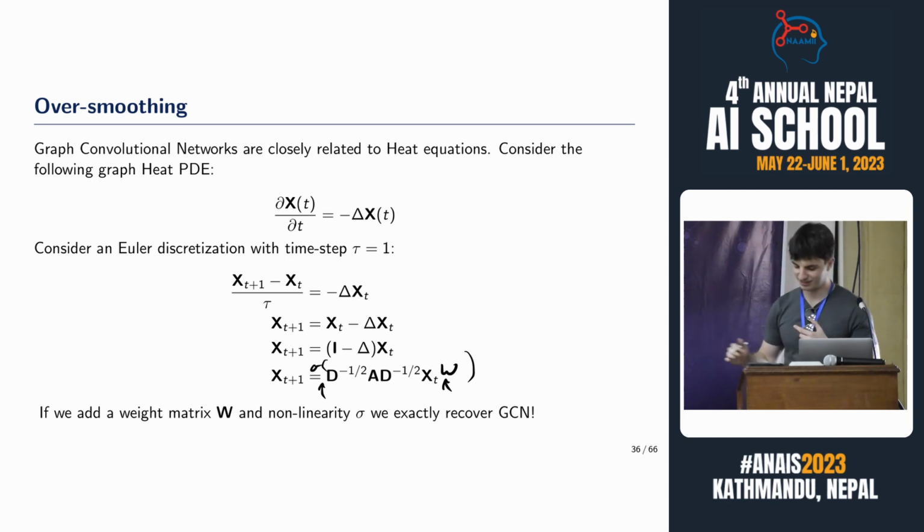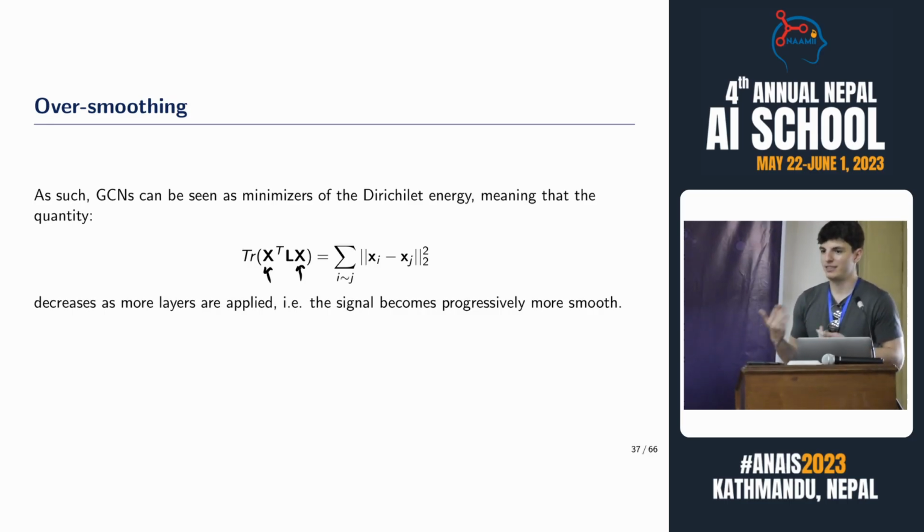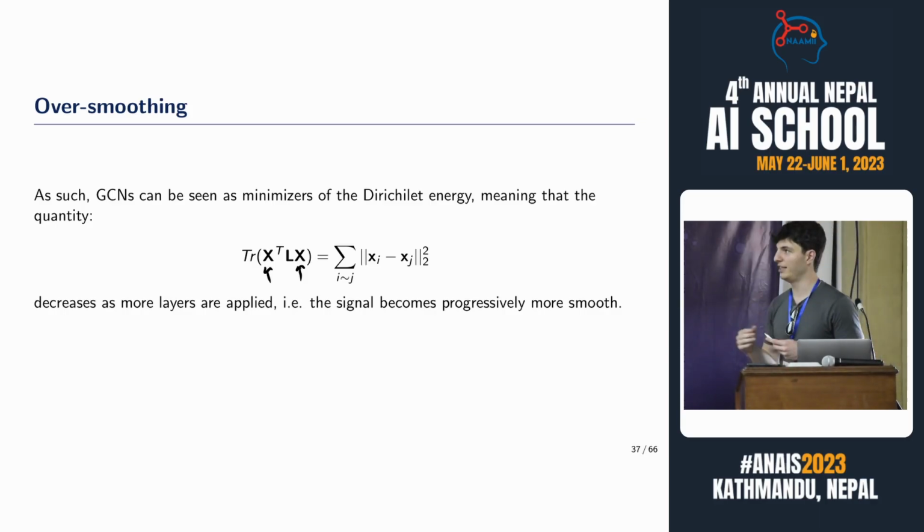Why is this important? Well, as we all know, heat tends to become uniform in a room, right? So in a closed system, heat eventually will become constant. Mathematically, you can view this as this heat PDE minimizes the Dirichlet energy. The Dirichlet energy we went over before. This is the same Dirichlet energy, just in matrix form.